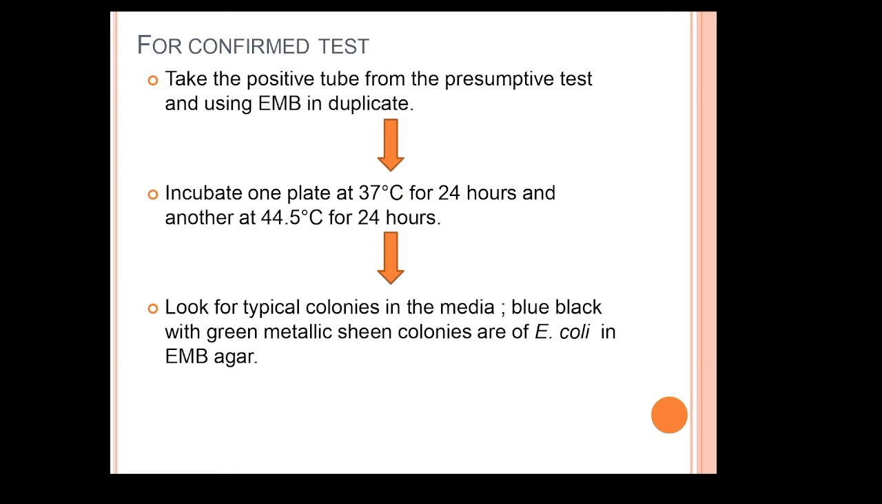Then for the confirmed test, take the positive tube from the presumptive test and streak on eosin methylene blue agar in duplicate. Then incubate one plate at 37 degrees Celsius for 24 hours and another at 44.5 degrees Celsius for 24 hours. Then observe the typical colonies in the media, blue black with green metallic sheen colonies of E. coli on EMB agar.